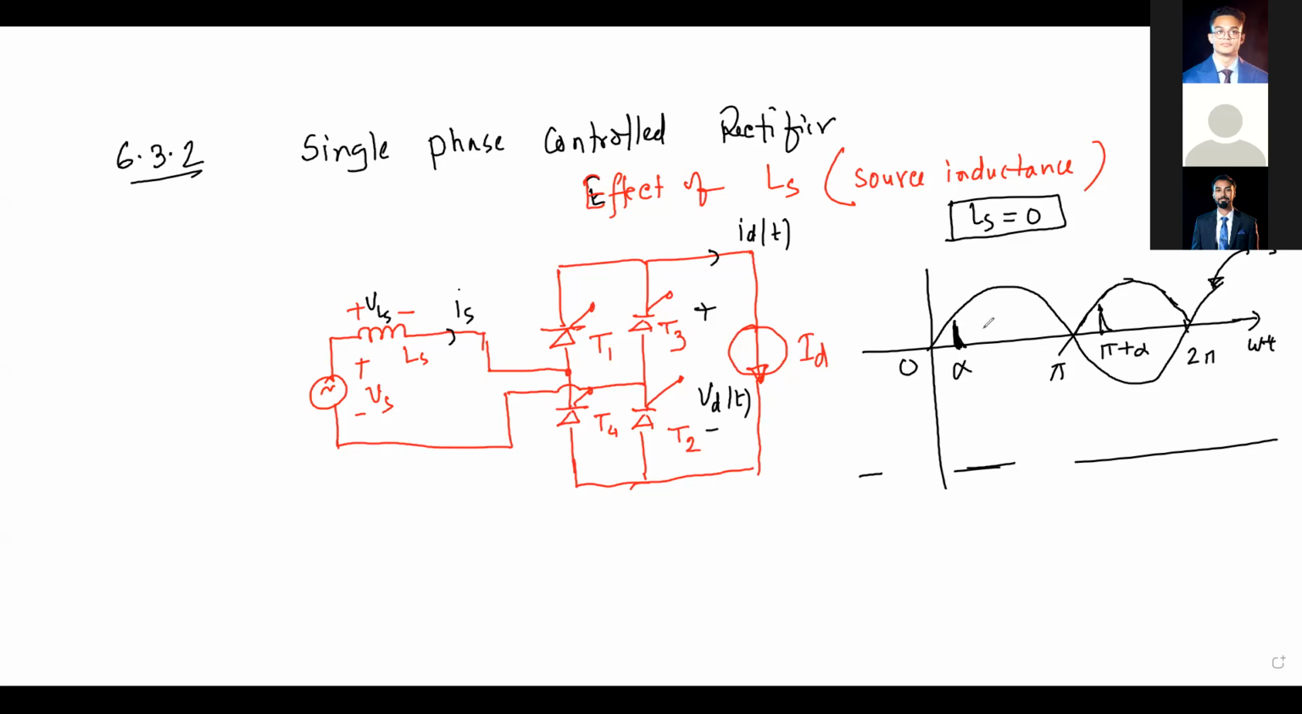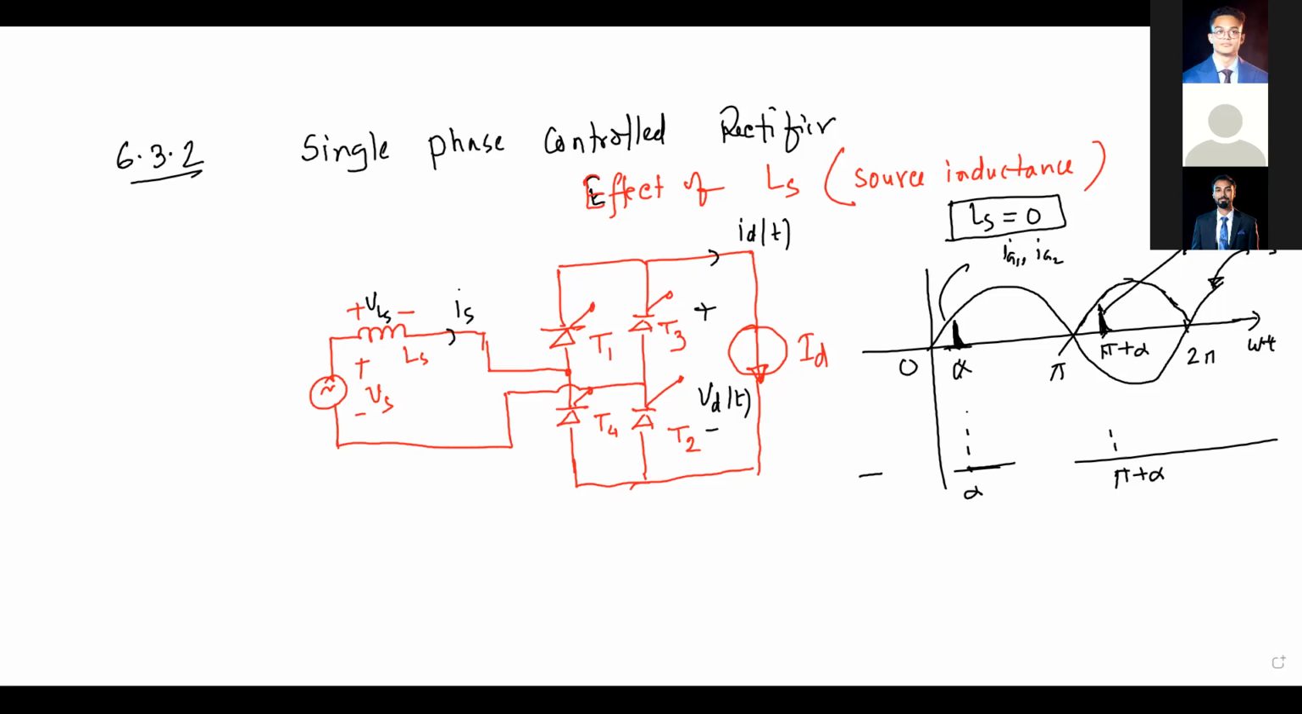Can anyone tell me where? Sir, the terminal of T1. T1, T2. Yes. So this will be for your T1 and T2. So this is your IG1, IG2, and this one IG3 and IG4. You got it?